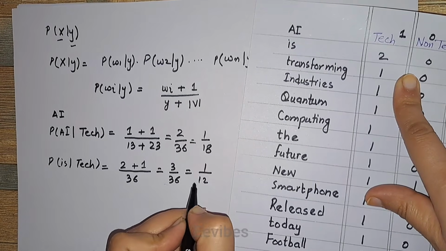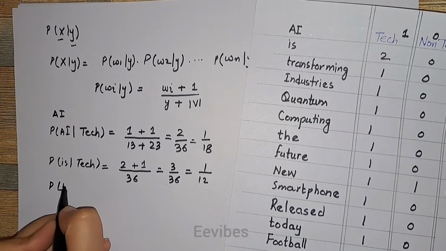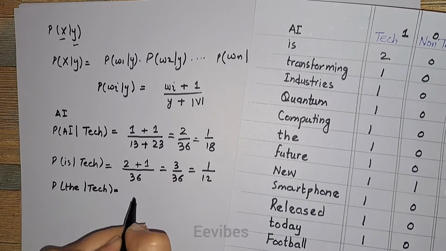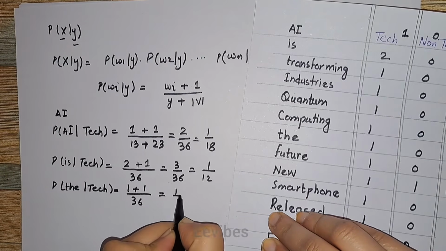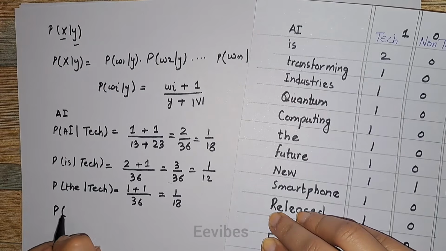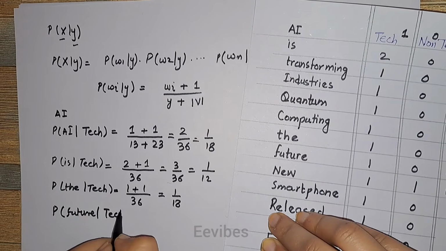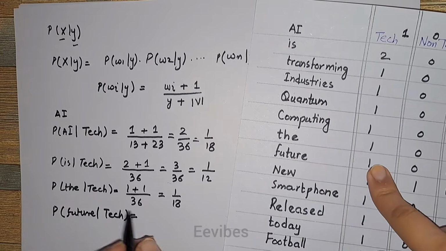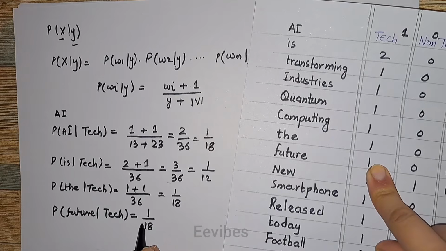1 over 12. Similarly, the probability of the word "the" given the tech class is equal to 1 plus 1 divided by 36. This gives us 1 over 18. While for the word "future", the probability of "future" given the tech class is equal to, since the future is occurring only once, again 1 divided by 18.